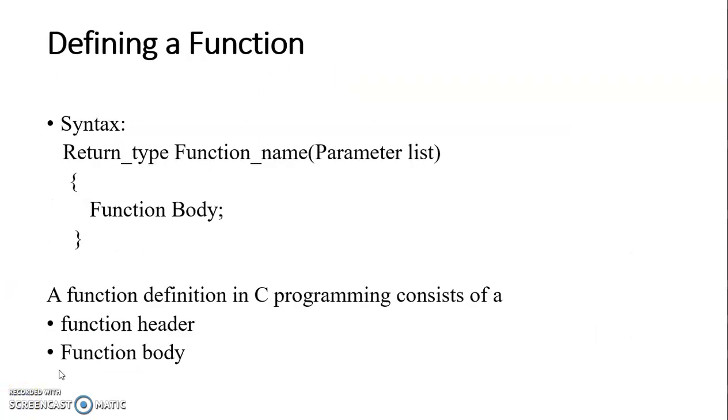Now we'll see how we are going to create the user defined function. For that we need to follow the syntax. So what is the syntax for defining the function? We have 4 elements to define the function. Remember these 4 elements. The first element is the return type. The second element is the function name. The third element is the parameter list, and the fourth one is the function body.